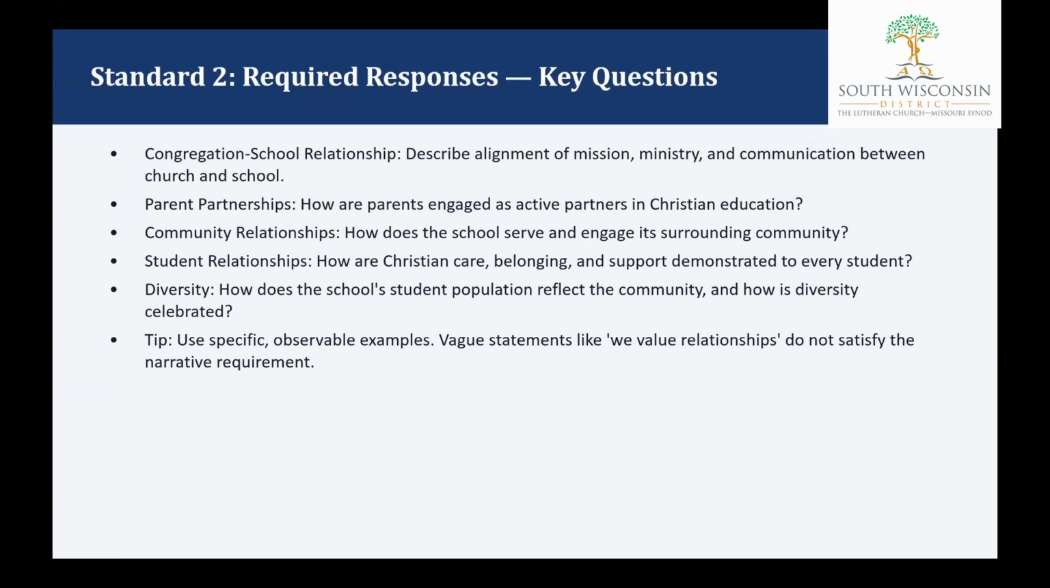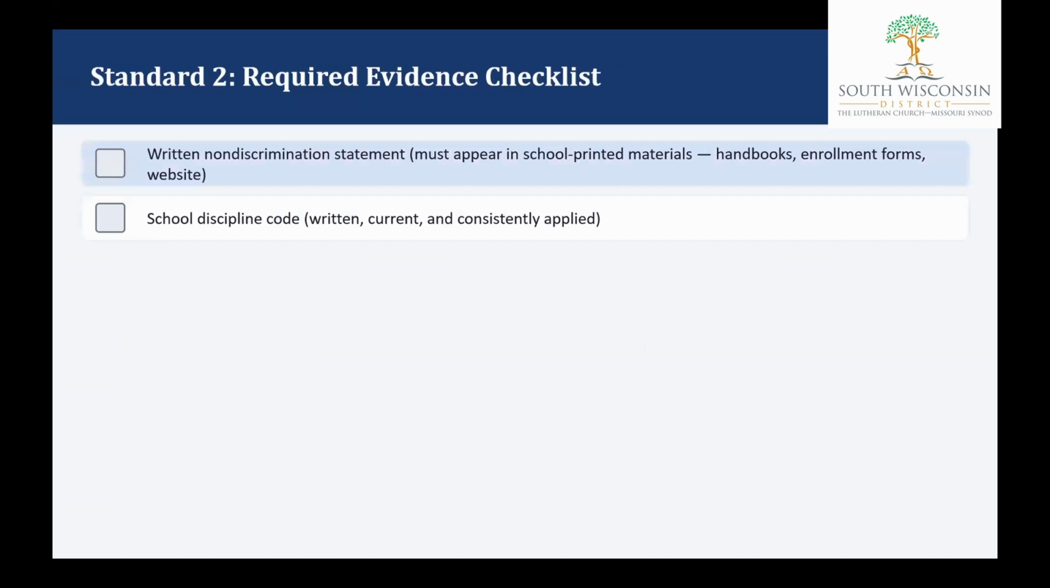You should know them well, and you should know your interactions with them and what's going positively and maybe areas of improvement that are needed as well. Required evidence checklist. We have two things here in Standard 2, written non-discrimination statement. And again, we talked about that a little bit. And then school discipline code, written, current, and consistently applied. So that must be there. You upload those documents so the validation team can see those.